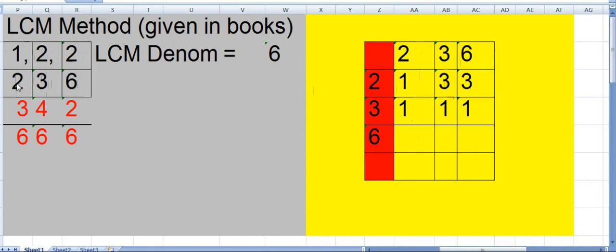Try to bring 6 as the denominator for each fraction. So 2 3s are 6, multiply the numerator by 3. 3 2s are 6, multiply the numerator by 2. And 6 1s are 6, multiply 2 by 1. So now the denominators are the same. Now you just compare the numerators: 3, 4 and 2. Are they in ascending order? No. So the answer is no for A.